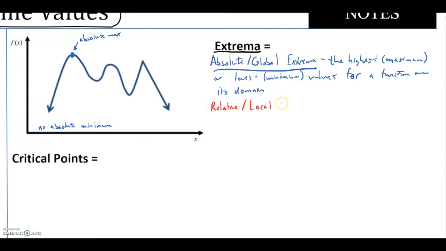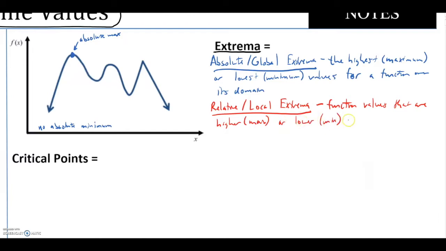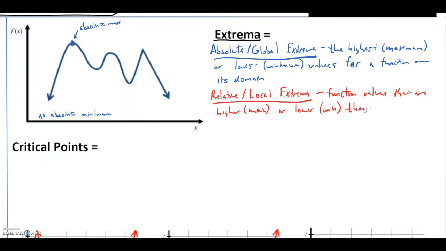The other type of extrema we're going to see are our relative, or the other word you'll see is local, extrema. These will be function values that are higher, so there's our max idea again, or lower, minimum, than all nearby function values. So it doesn't need to be the absolute highest or lowest, it just needs to be higher or lower than everything close by.